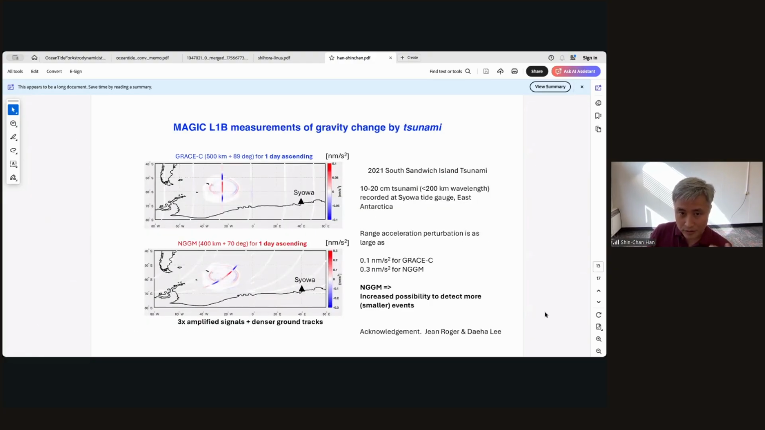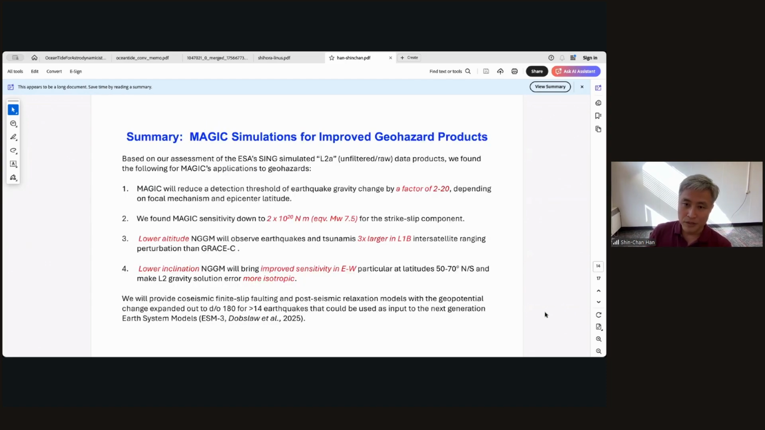Probably I go to the same thing, that we had a tsunami simulation by putting the tsunami geopotential in orbit integration. So we got a very similar conclusion, a 3 times larger signal can be measured from the NGGM compared to GRACE-C because of the 100 kilometer reduced altitude. The final slide, please, conclusion. So through this small study of looking at the SING simulation result, I'm convinced the MAGIC will see a factor 2 to 20 improvement, and the threshold of the earthquake detection may be as low as magnitude 7.5. Thank you very much.